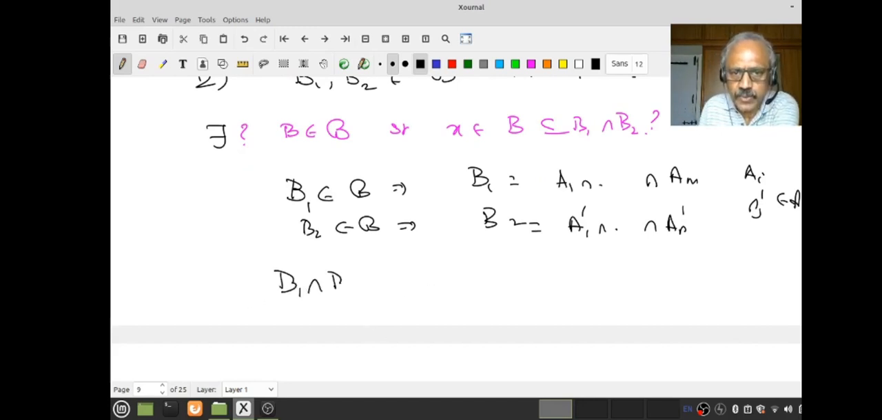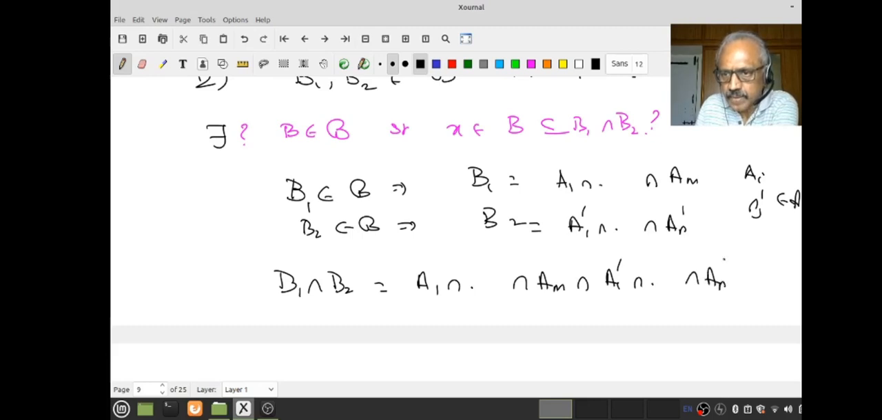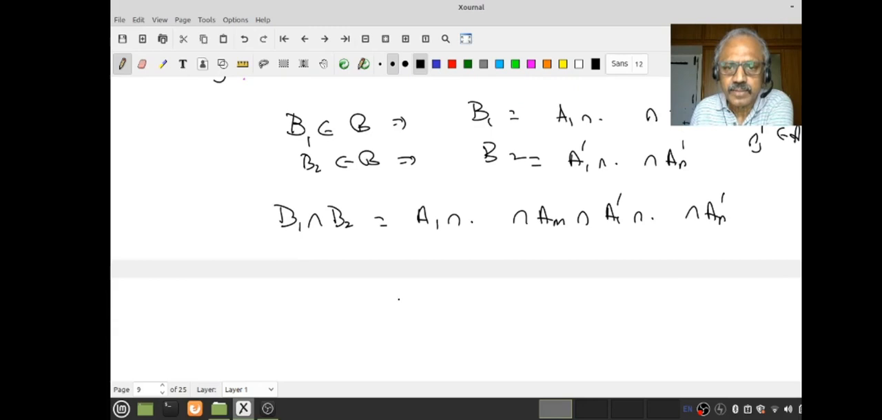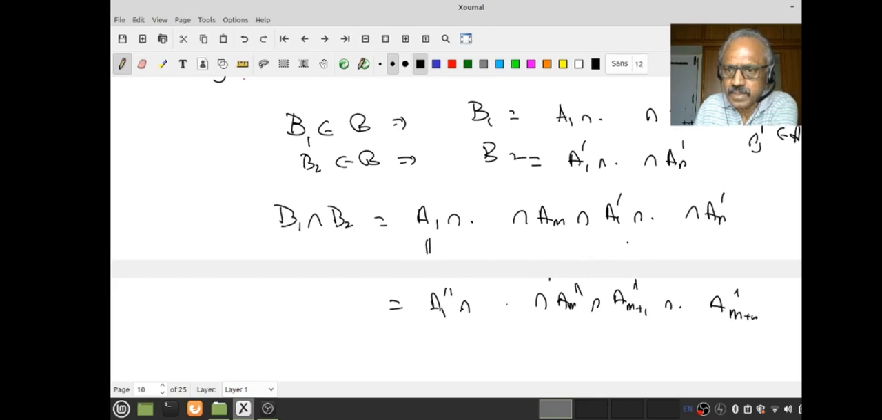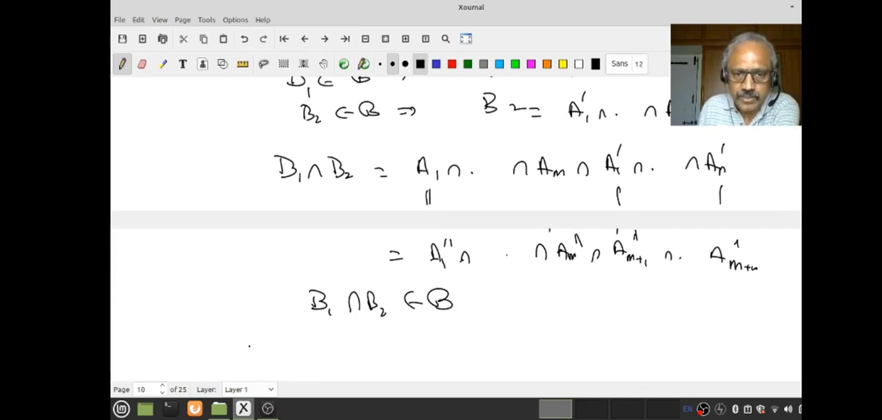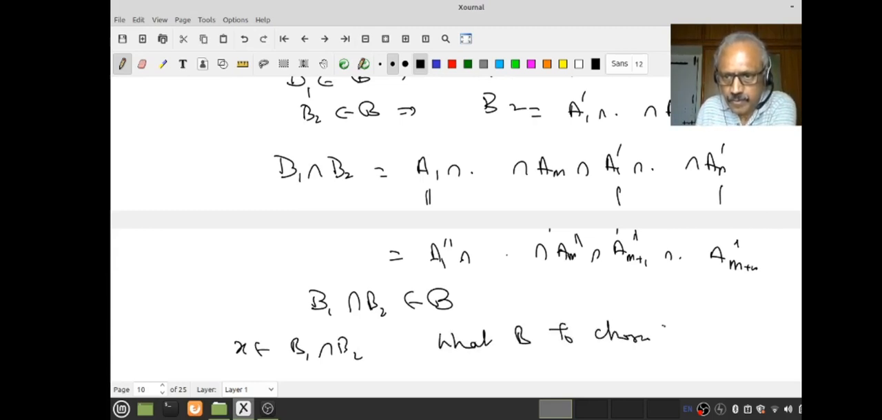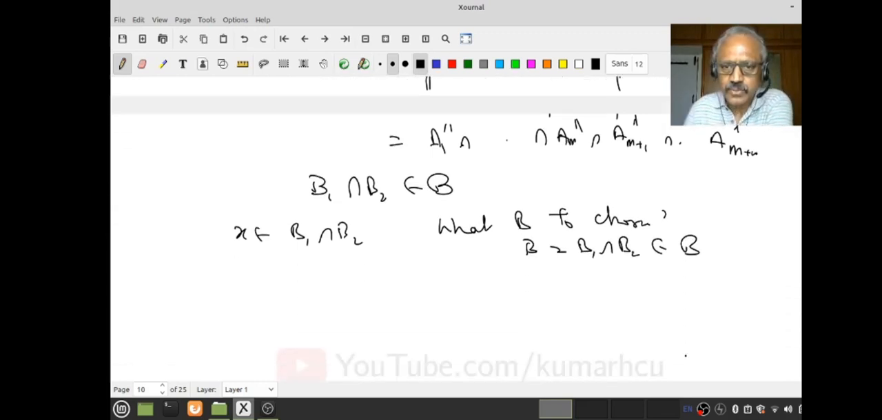Therefore, what is B1 intersection B2? That is A1 intersection ... intersection AM intersection A1 dash intersection ... intersection AN dash. Are you following? Therefore, that is of the form A1 double dash intersection ... intersection AM double dash intersection AM plus 1 double dash intersection ... intersection AM plus N double dash, where these are equal to the respective ones above. Therefore, B1 intersection B2 is already in script B. So what if you give me an x in B1 intersection B2? What B will I choose? Choose B itself, B1 intersection B2, because that is in script B. You understand?